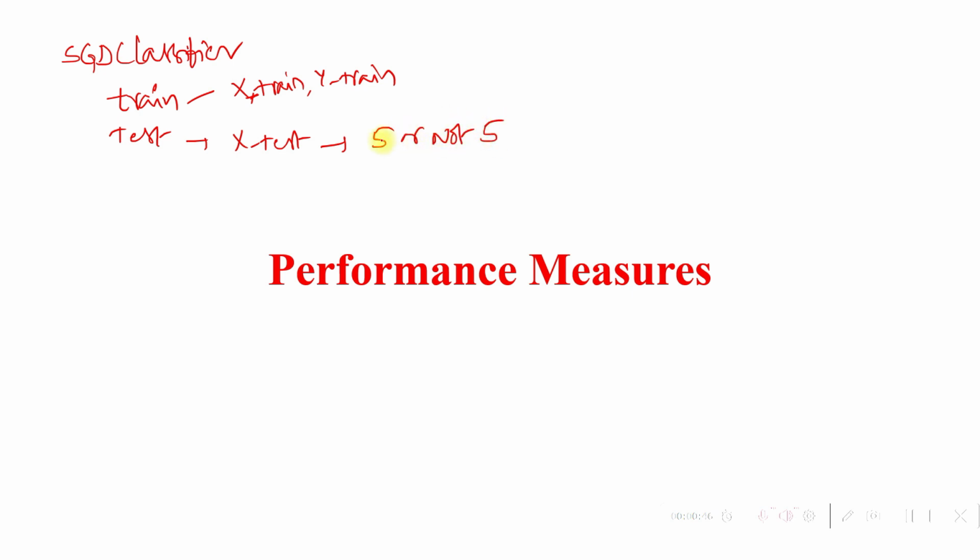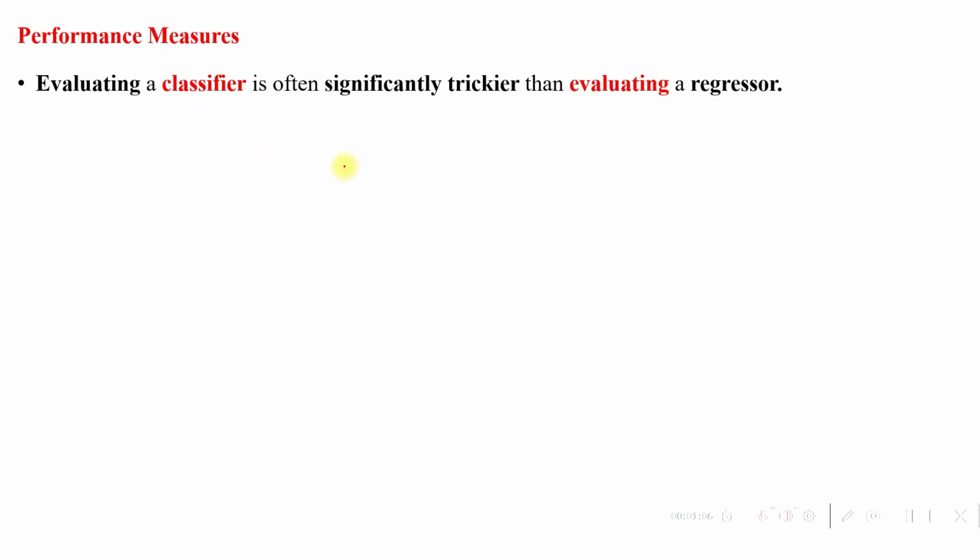Now, what is the performance of the model? That is very important. Identification of the model performance is very important. Here a lot of measures are there to find out the performance of our models. There are two things: one is classification and the other is regression. Evaluating a classifier is often significantly trickier than evaluating a regression.